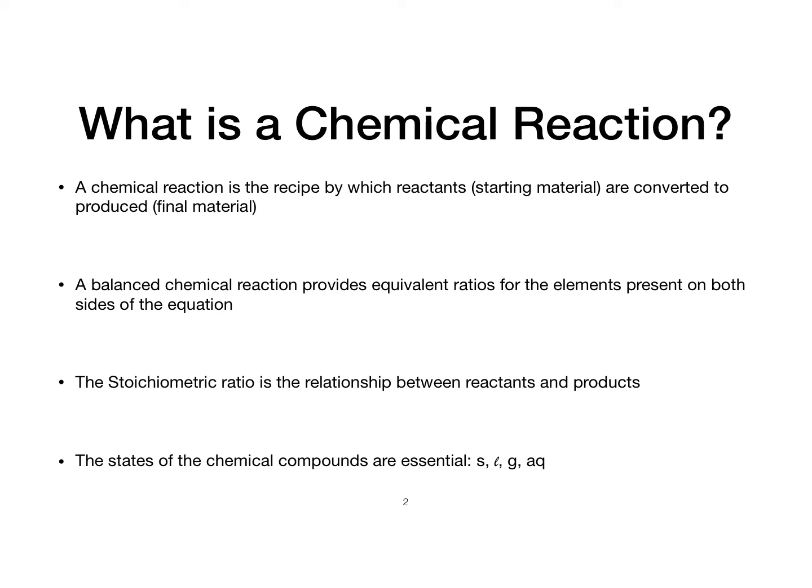So if we were to think about this in a general equation where we have A plus B goes to C plus D. A and B are reactants, and C and D, these are the products. A chemical reaction is similar to a recipe. We know that if you combine flour, sugar, chocolate chips, other ingredients, you can create a chocolate chip cookie. But you need to know the proportions by which you can do that.